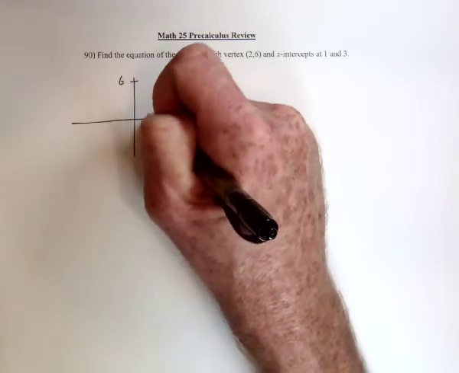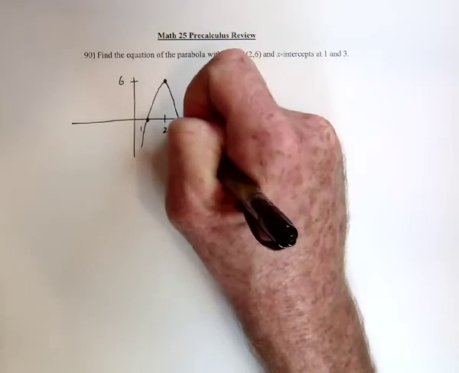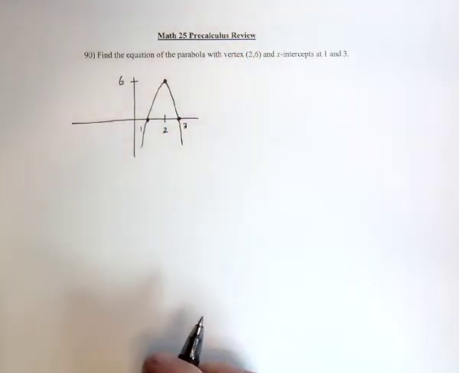So it must be that the parabola is opening like this, hitting the x-axis at 1 and at 3. So what's the equation for that parabola there? Well, there's a couple of approaches that you could take. One is you do the vertex form.